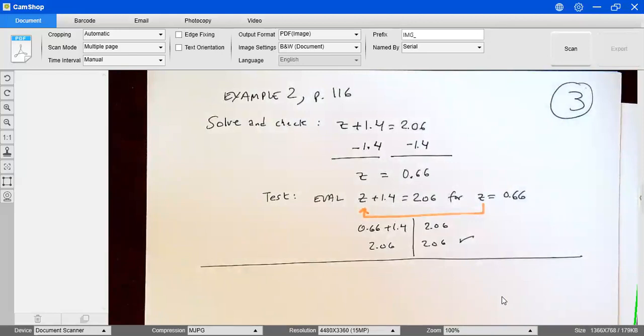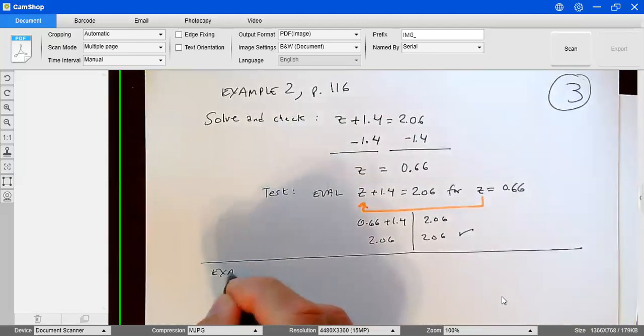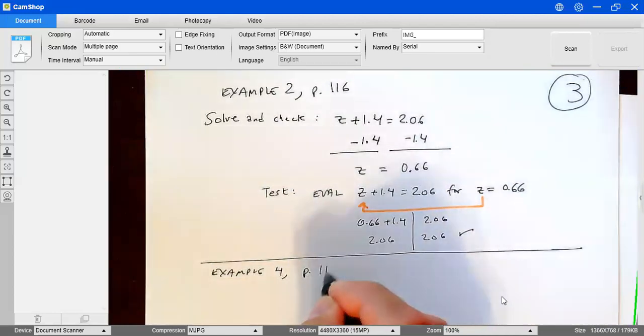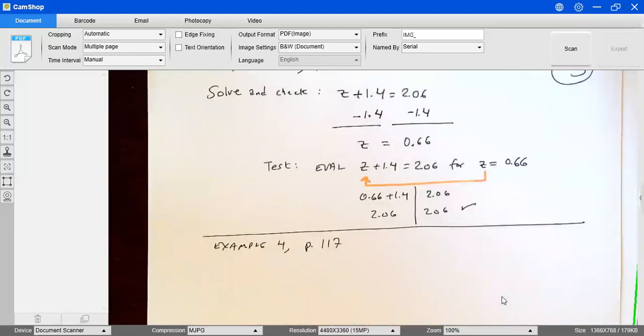Let's work on more examples. I'm going to work now on example 4, where you need to combine like terms. Example 4 is on page 117. In this case, we're gonna solve and check again.